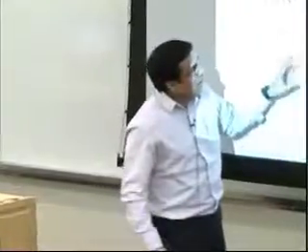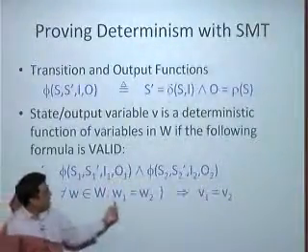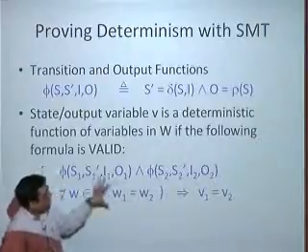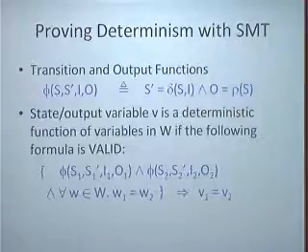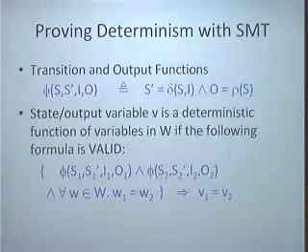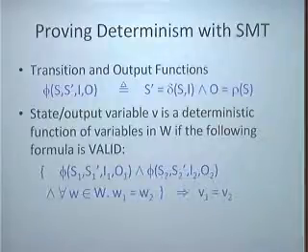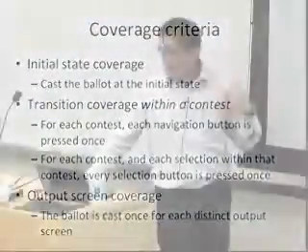Okay. All right. So what we're saying is there are these two runs, and the values of the W variables are equal. So if that's true, then the value of V in run 1 equals the value of V in run 2, right? Okay. So we want to check validity of that formula. So in our work, we do this with a bit vector SMT solver. Okay. So that's how we prove determinism.